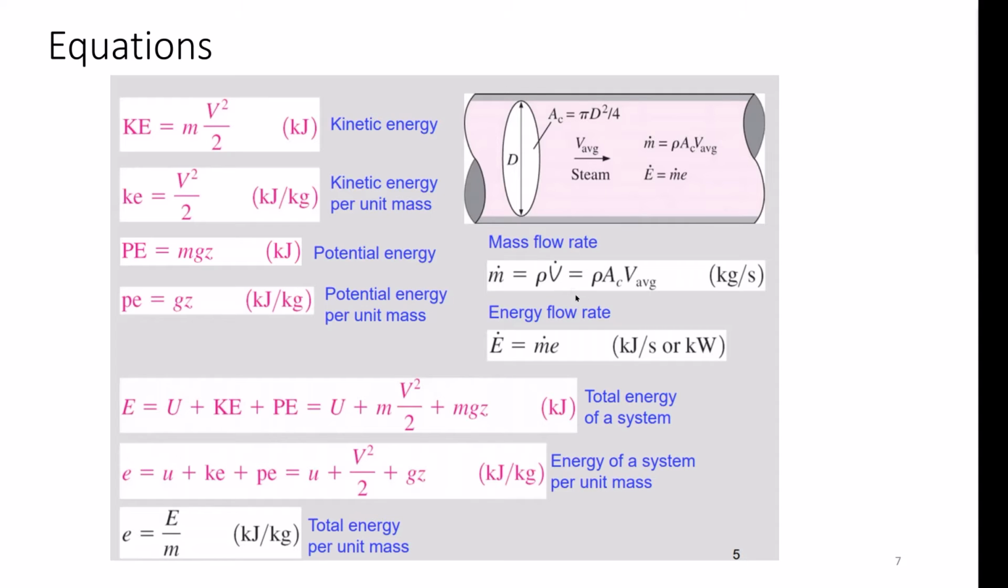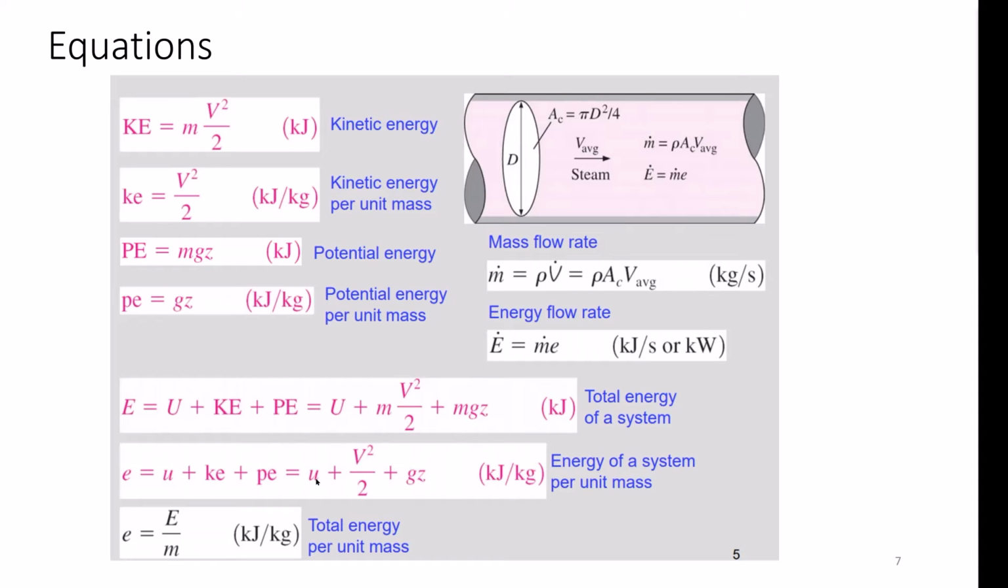So with the energy flow rate, it's just the mass flow rate times e, lowercase e, which is essentially the total energy per unit mass, okay? Now we can also represent the total energy of the system, which is going to have any internal energy, kinetic energy, and the potential energy, okay? If we substitute in the appropriate equations for the kinetic energy and potential energy, here is our total energy of the system.